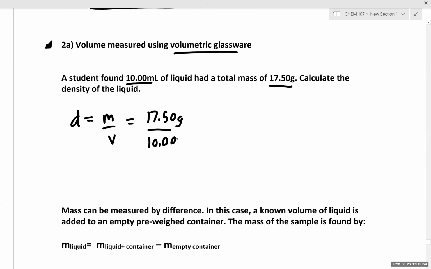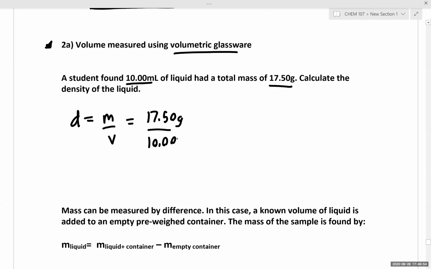So the mass of our liquid in this case is going to be the mass of our liquid plus our container minus the mass of the empty container. And as we notice, this is a subtraction operation. So we look and we count the total number of decimal places. In both of these numbers, we have 3 decimal places. Ergo, our final answer would have 3 decimal places. So we get 25.000.